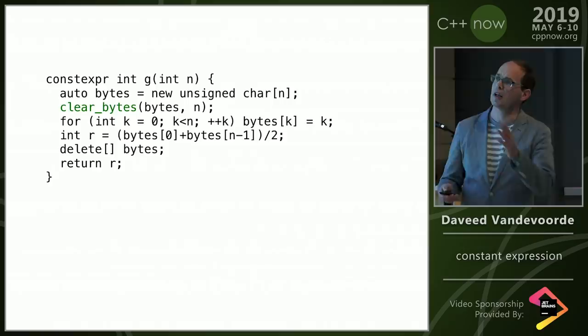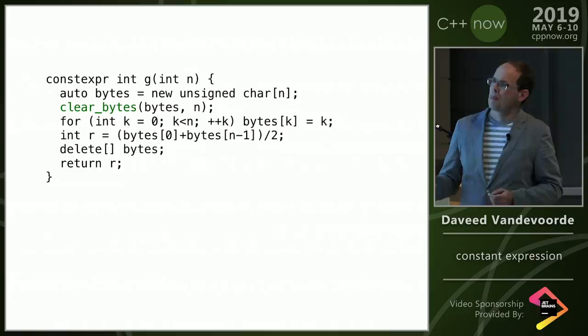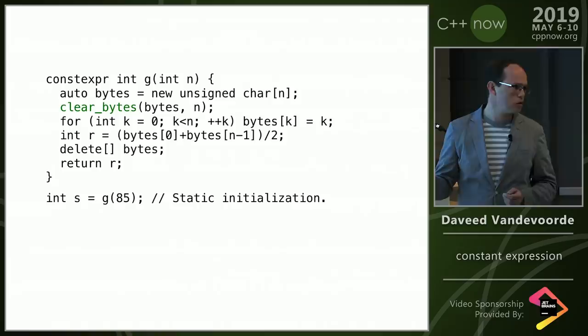All right, so now let's call my clear_bytes from this very, very silly function. I just want to create a function that does various things that are now valid in C++20. So I call clear_bytes in there, and then in the end, I return a value. Let me call it with g of 85, and you all know the result for g of 85 will, of course, be 42. But how does this work?